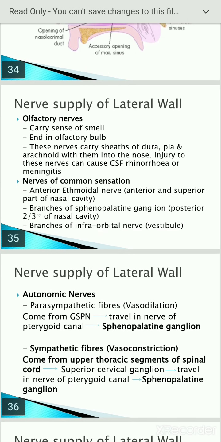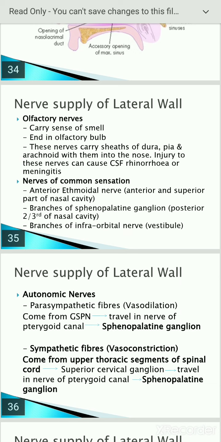Now if we see the nerve supply of the lateral nasal wall, superiorly there are olfactory nerves. They carry the sense of smell. They end in the olfactory bulb. These nerves carry sheaths of dura, pia and arachnoid with them into the nose. Injury to this nerve can cause CSF rhinorrhea or meningitis.